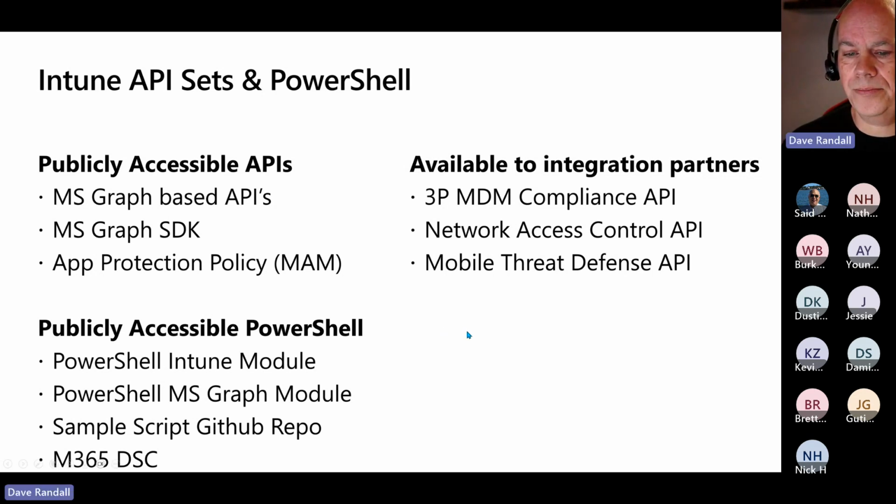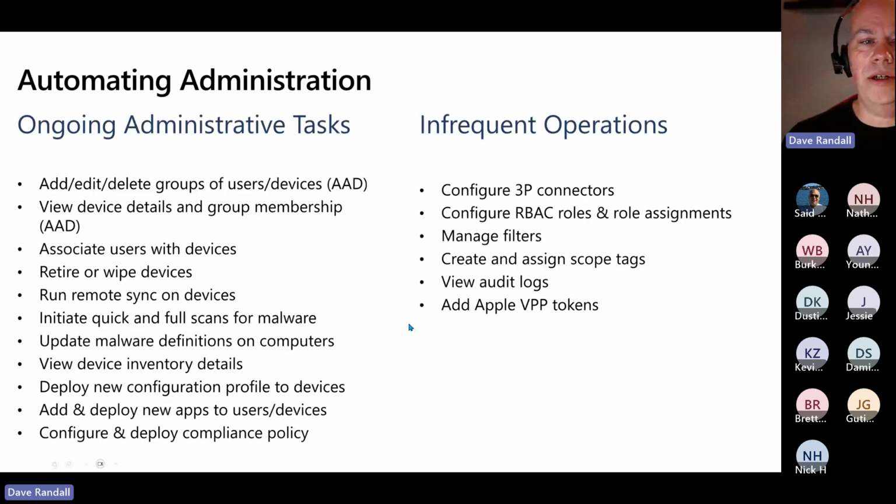So, assuming that you're interested in automating Intune, there's a lot of different things that you can do, but I put together this list just to at least start your mind thinking about the different types of tasks that you can automate. And I grouped them into two buckets, no particular reason, but the ongoing administrative tasks are those things that I would expect most administrators are doing on at least a weekly basis, if not maybe several times a week, or even more frequently than that.